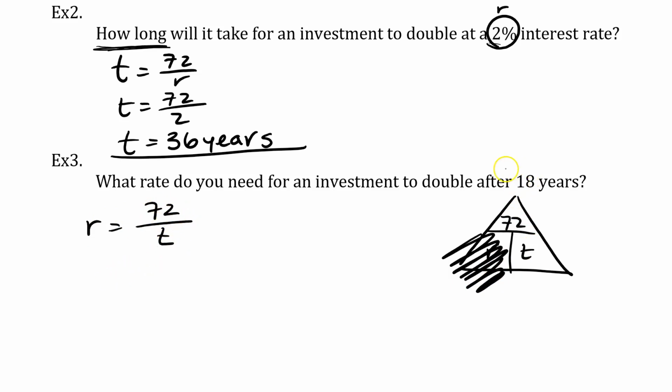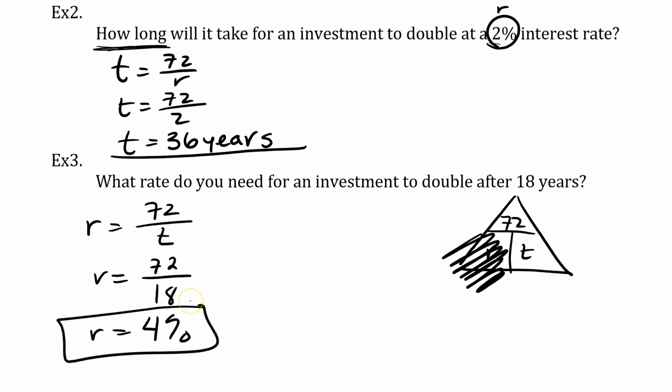We know that T equals 18. So 72 divided by 18. R equals, and I can follow down this R here, R equals 4%. And that's that. It's a pretty nice little formula, very easy to use.